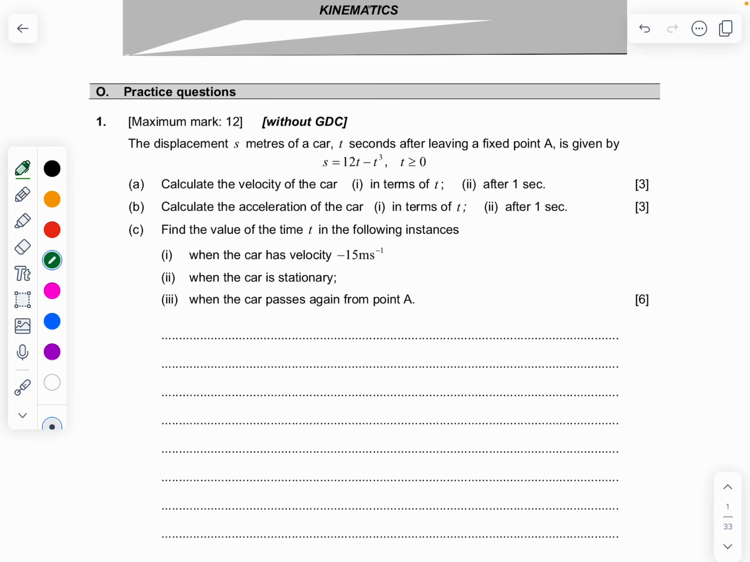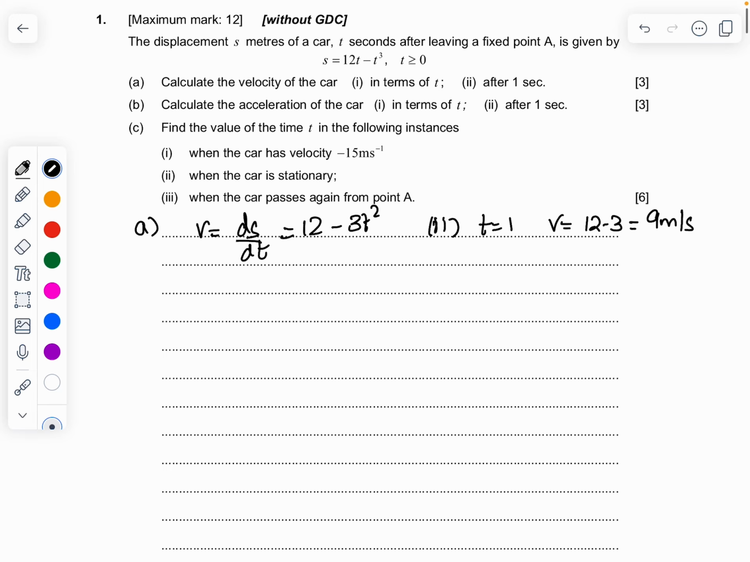Question number 1. The displacement is given. Calculate the velocity in terms of t. So velocity is going to be ds upon dt, which is nothing but 12 minus 3t square. Now for the velocity after 1 second, for part 2, t equals 1, so v will be equal to 12 minus 3, which is 9 meters per second. Don't forget to use the units.